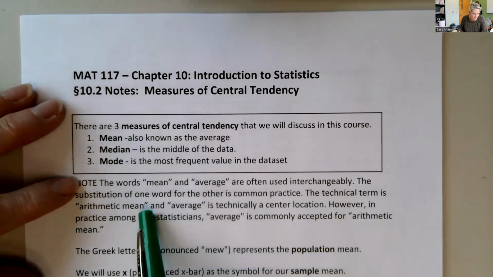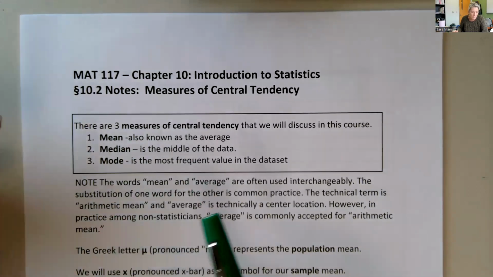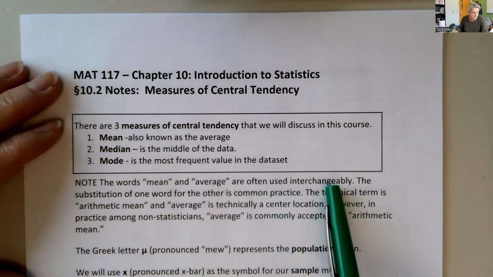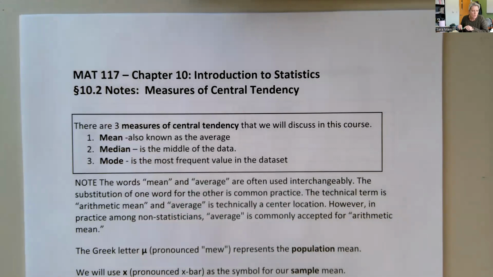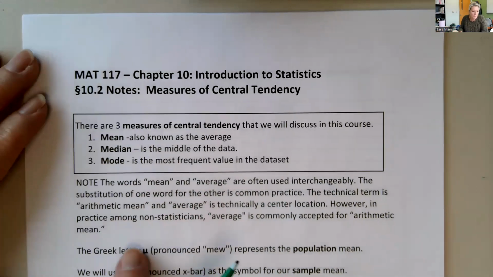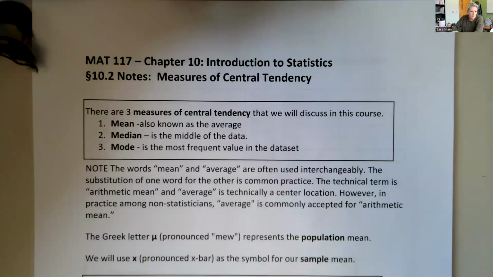The words mean and average, we'll see them both, and we see them out in the real world, are often used interchangeably. The substitution of one word for the other is common practice. So we're going to talk about the arithmetic mean, where we actually calculate this with numbers.